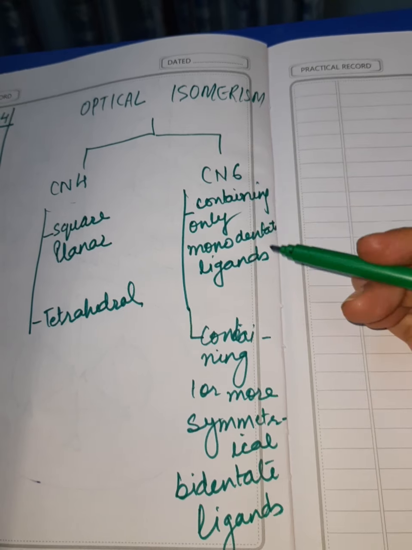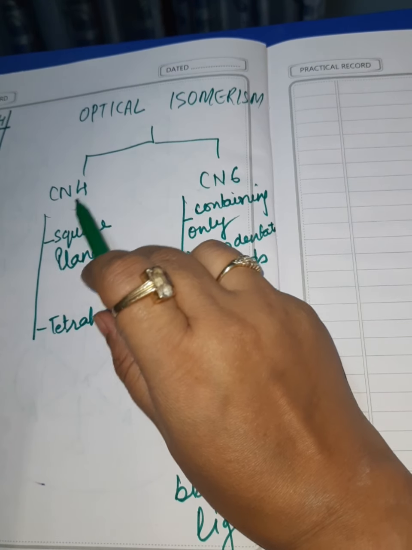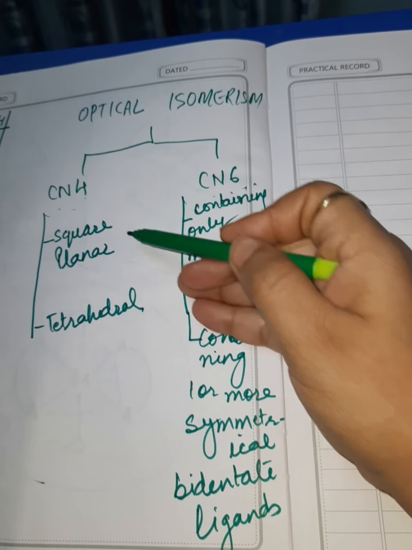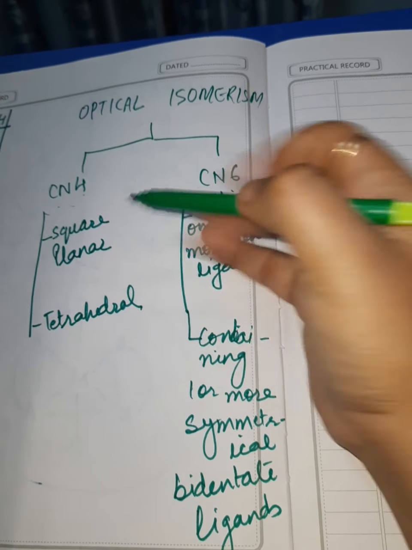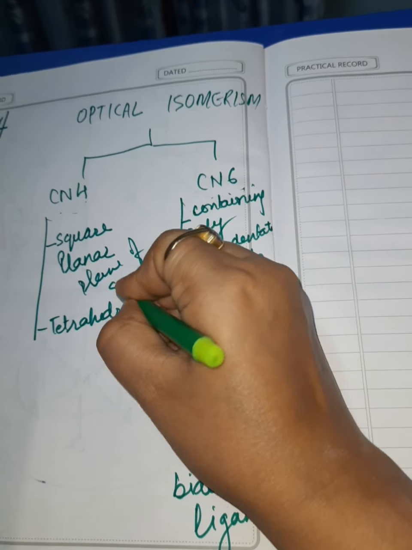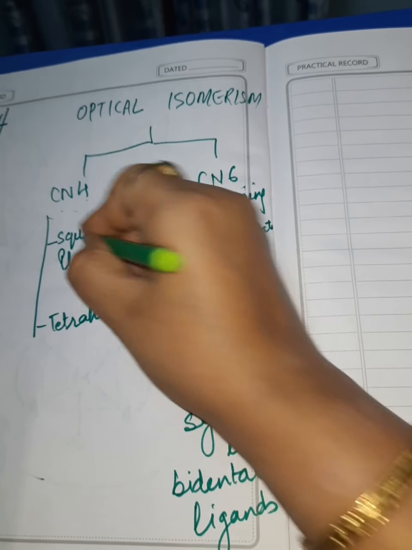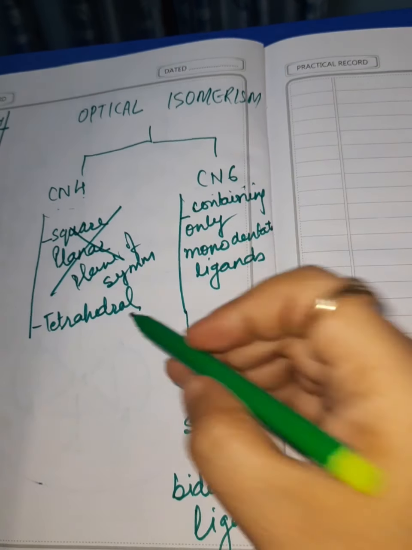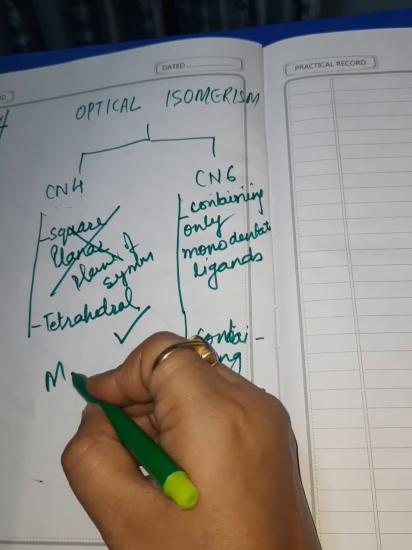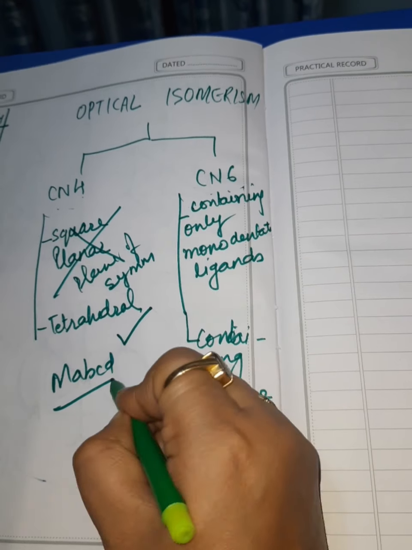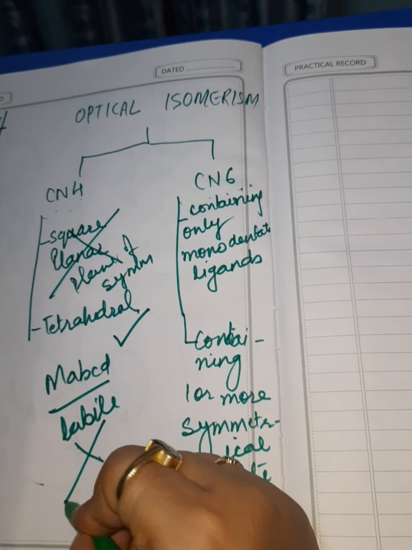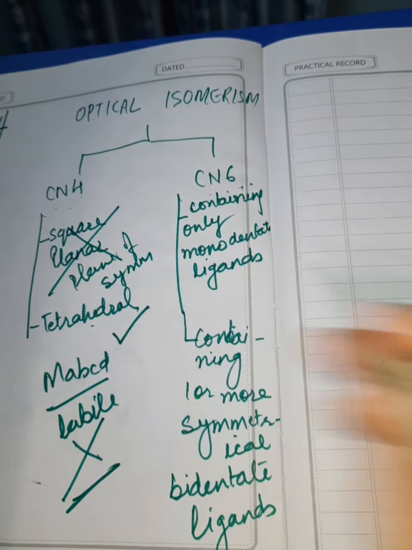We can summarize here that optical isomerism we study in CN4 complexes and CN6 complexes. CN4 has two kinds of complexes, square planar and tetrahedral. Square planar, due to the presence of a plane of symmetry, does not show optical isomerism. Tetrahedral complexes do show it, of the MABCD kind, but due to their labile nature, optical isomerism is not common in tetrahedral complexes as well.